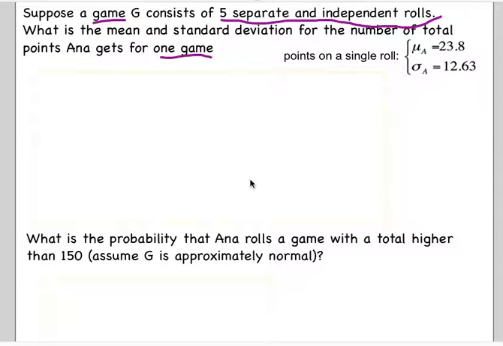All right. So this is the information for one of Anna's rolls. We want 5 rolls because 5 rolls makes one game. So you have to really figure out, is this 5 times or is it them added up 5 of them? Okay, that probably didn't make any sense. Let's think about it one more time.